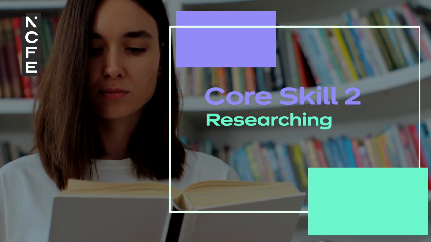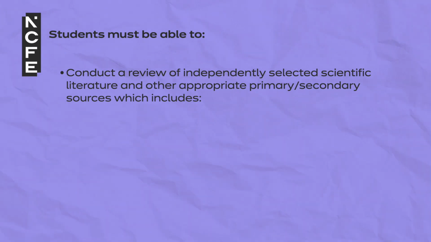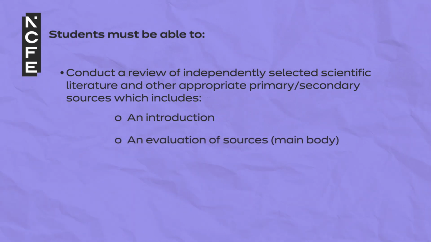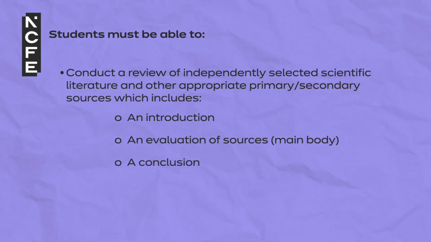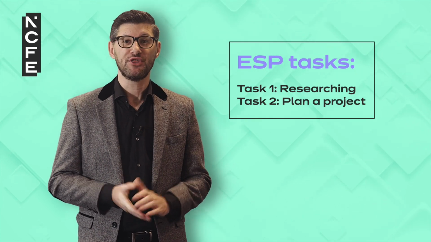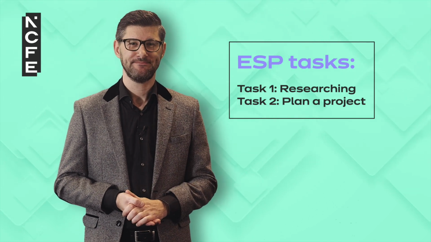Core Skill 2 is Researching. Students must be able to conduct a review of independently selected scientific literature and other appropriate primary and secondary sources, which include an introduction that includes the scope of the review as well as the criteria for the selection of sources, an evaluation of sources which forms the main body of any research and correctly uses a recognised referencing system, a conclusion that includes a summary of key points, along with any agreements and disagreements in the literature used.